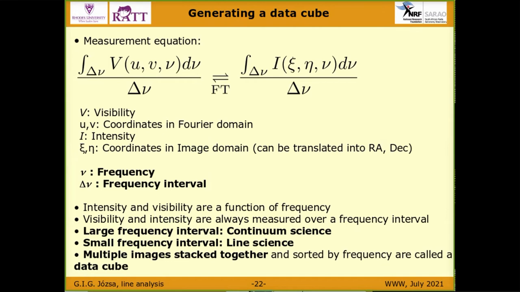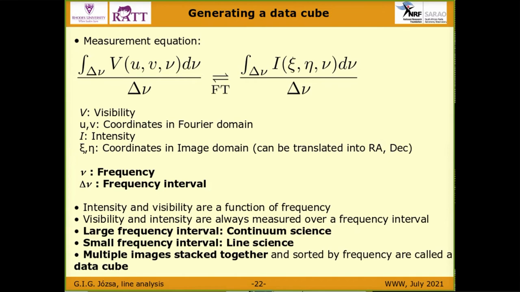Anyway, and this is the division. If you have a large frequency interval, then you're doing continuum science. And if you choose your frequency intervals small enough, then you're doing line science, because you can resolve the lines. That's all that there is to it. So MeerKAT comes with 32K channels in some modes. And if you take in that mode L-band, if you take a channel there, you have a velocity resolution of 5 kilometers per second in HI. That means you're doing line science.